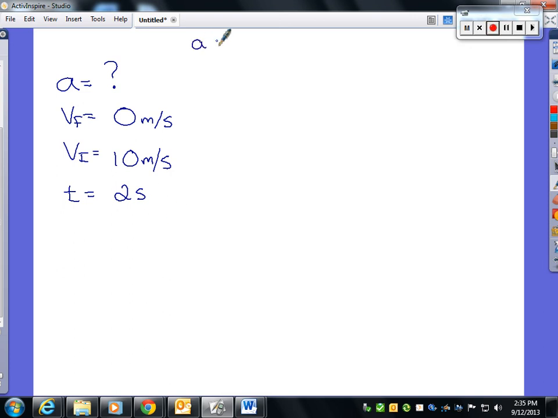I have my equation up here, and I'm going to substitute. So A is equal to this. You have to put this first. I know you're going to want to put the 10 first, do 10 minus 0, but you can't. You have to put the 0 first, the V final first. So we do 0 meters per second minus 10 meters per second all over our 2 seconds.